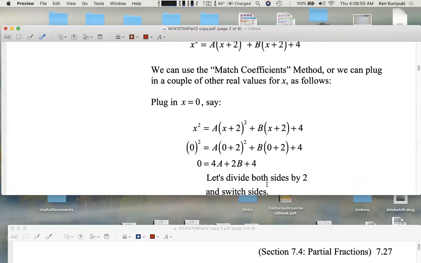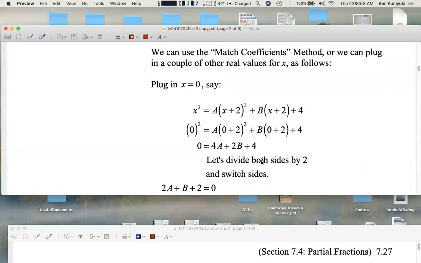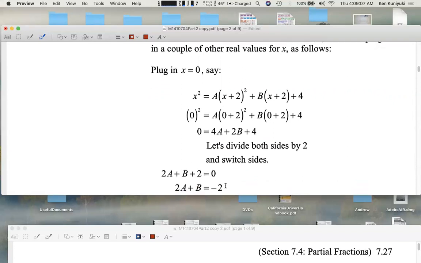We could clean this up. We can divide both sides by 2 and switch sides. So the zero's on the right. Divide this by 2, we get 2a plus b plus 2 equals 0. And then it might look more natural to us if we subtract 2 from both sides and we have our non-zero constant on the right side. You don't have to do that, but I think we're more familiar with this form. 2a plus b equals negative 2. A nice linear equation in a and b.